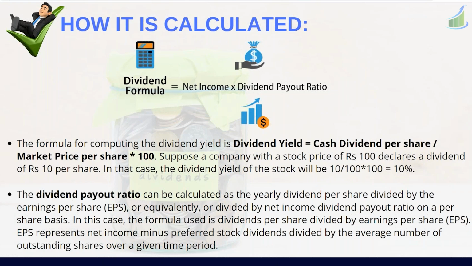Then the dividend payout ratio can be calculated as the yearly dividend per share divided by the earnings per share, or equivalently, dividends divided by net income. What is important for you to know is that dividend is basically nothing but the profits that a company has earned over a period of one year that are distributed to the shareholders.